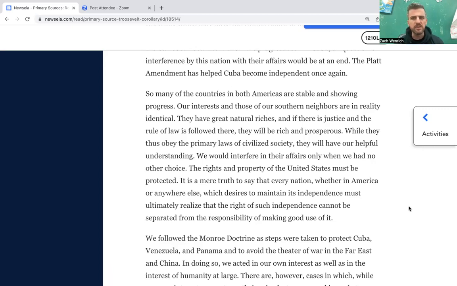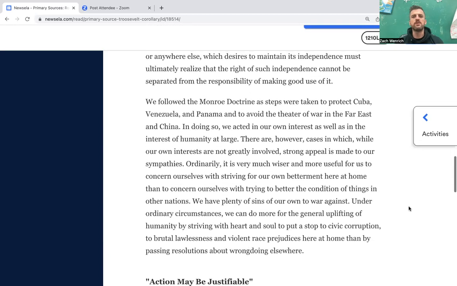The rights and property of the United States must be protected. It is a mere truth to say that every nation, whether in America or anywhere else, which desires to maintain its independence, must ultimately realize that the right of such independence cannot be separated from the responsibility of making good use of it. We follow the Monroe Doctrine as steps were taken to protect Cuba, Venezuela, and Panama, and to avoid the theater of war in the Far East and China. In doing so, we acted in our own interest as well as in the interest of humanity at large.